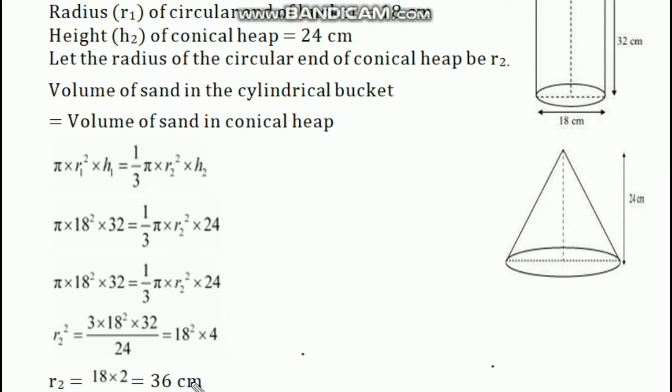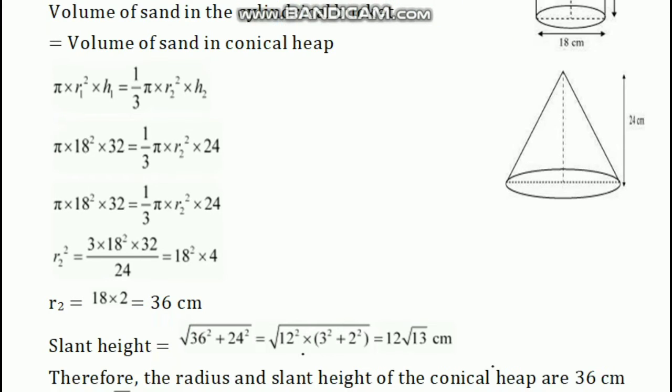Next we need to find the slant height. You already know how to find the slant height. This looks like a right angle triangle. The square of the hypotenuse is equal to the sum of squares of the other two sides. So the slant height equals the square root of the sum of squares of the other two sides, r square plus h square.